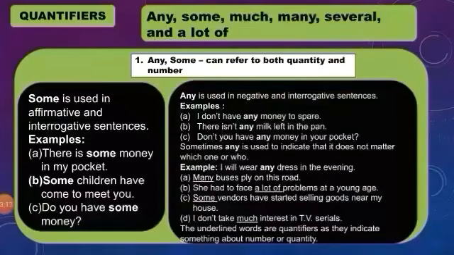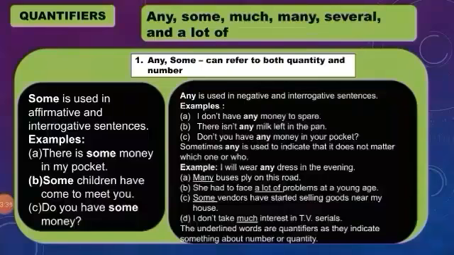Now, in the second picture, any. Any is used in negative and interrogative sentences. Examples: I don't have any money. So again, it is used as a negative. There isn't any milk left in the pan. Again, it's a negative. Don't you have any money in your pocket? And here it is used as an interrogative.